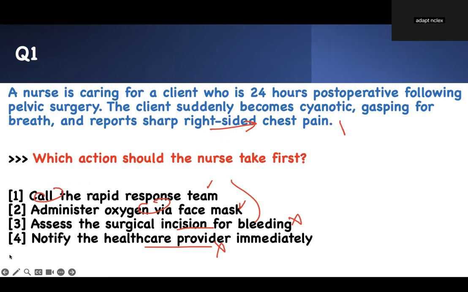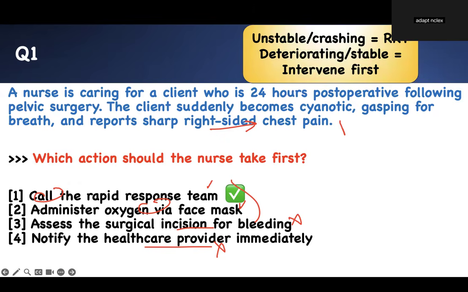Then you are left with this. Which answer choice do you pick? The right answer is number one. Why? Watch this. This is the mnemonic I want you to take with you. If you're doing prioritization and you see the patient is crashing and is unstable, you need some help. But if the patient is stable and is deteriorating, you can do something first. Once again, if the patient is unstable and crashing, dying in front of you, what do you do? Call rapid response. If the patient is stable but deteriorating, that means going down, you've got to do something first.